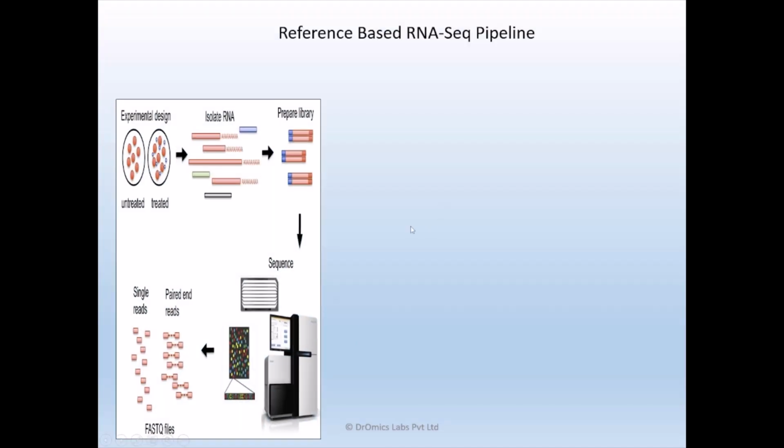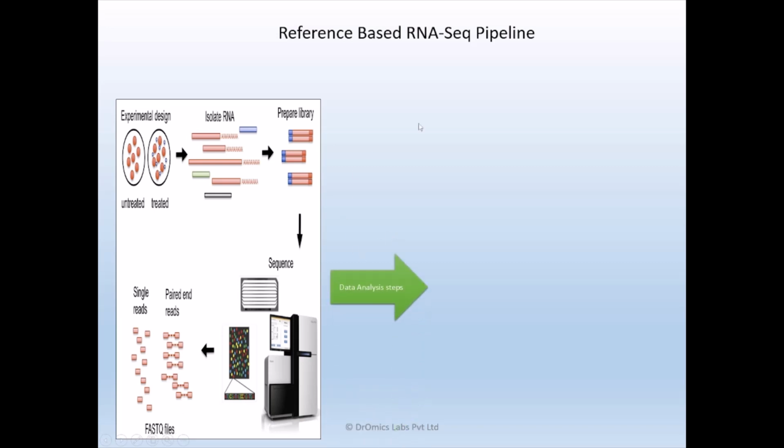Okay, so now let's talk about the pipeline. This is just the overview I have mentioned here. First, we have a control sample and a treated sample, and then we have to isolate the RNA, prepare the cDNA, and then do the fragmentation. To that fragmented cDNA, we ligate the adapters. Then we send the sample for sequencing, and after the sequencing we get the FASTQ files. In these FASTQ files our reads are present.